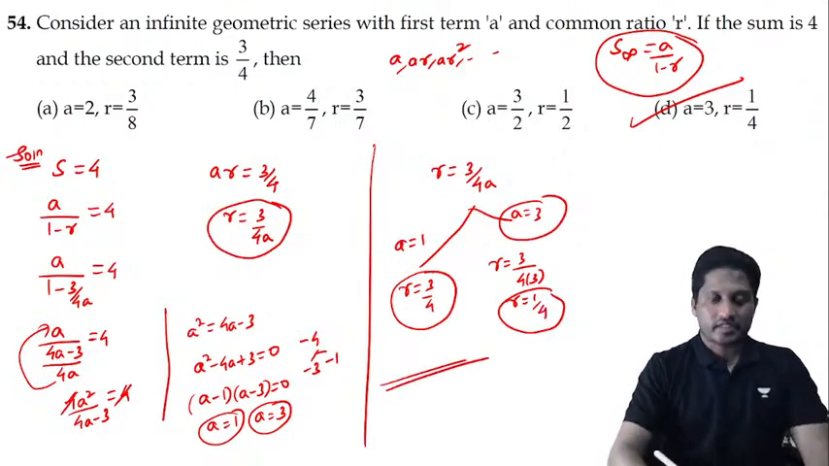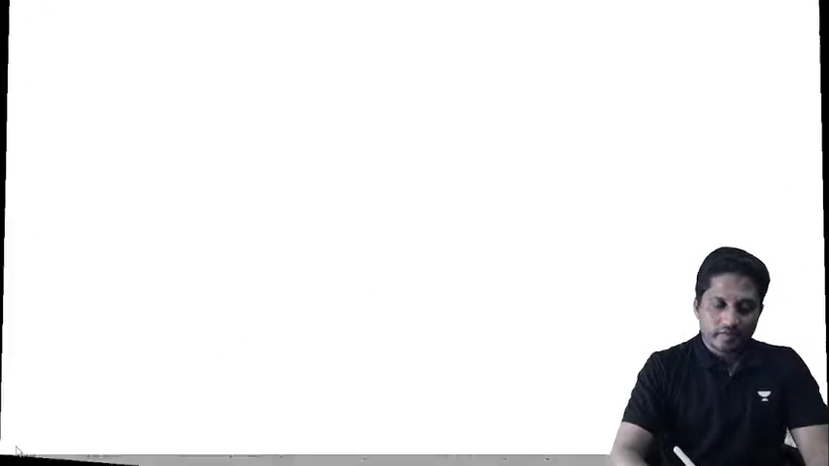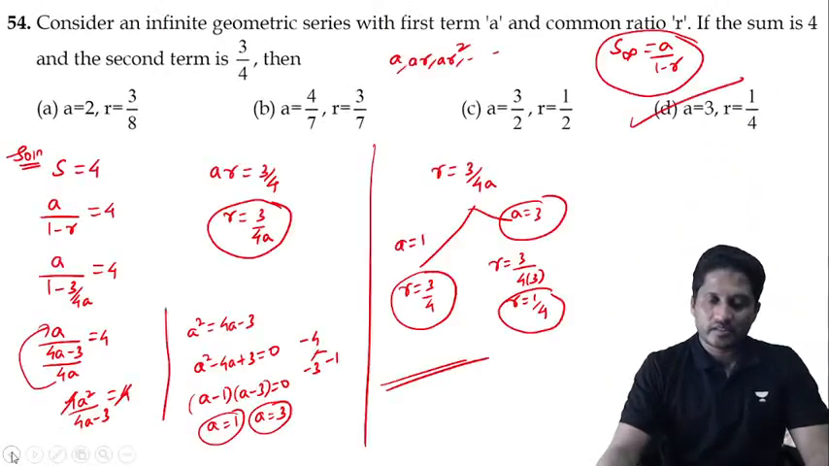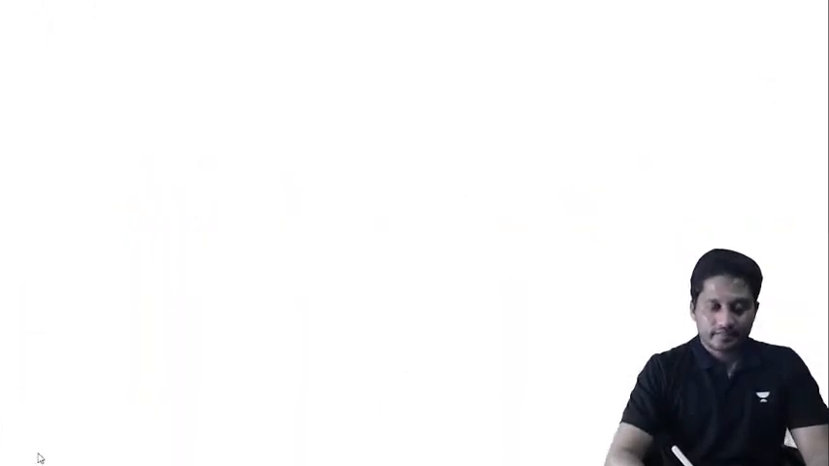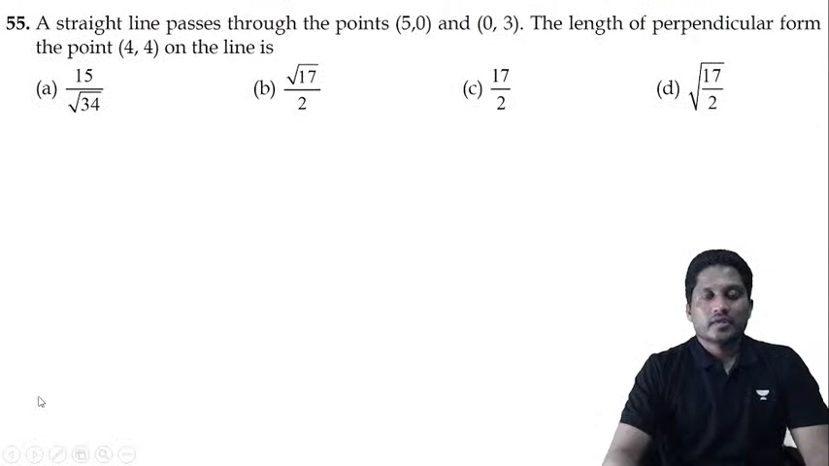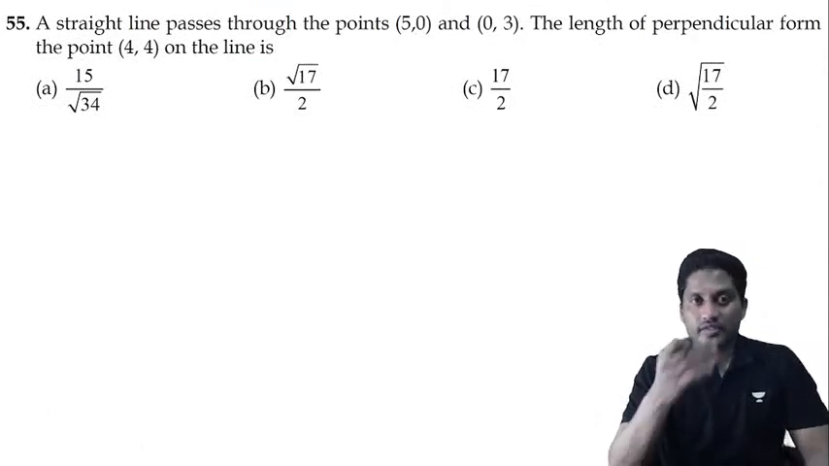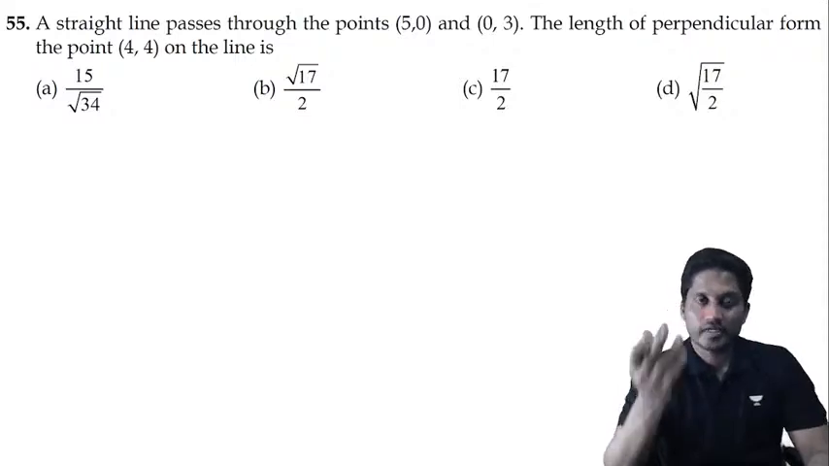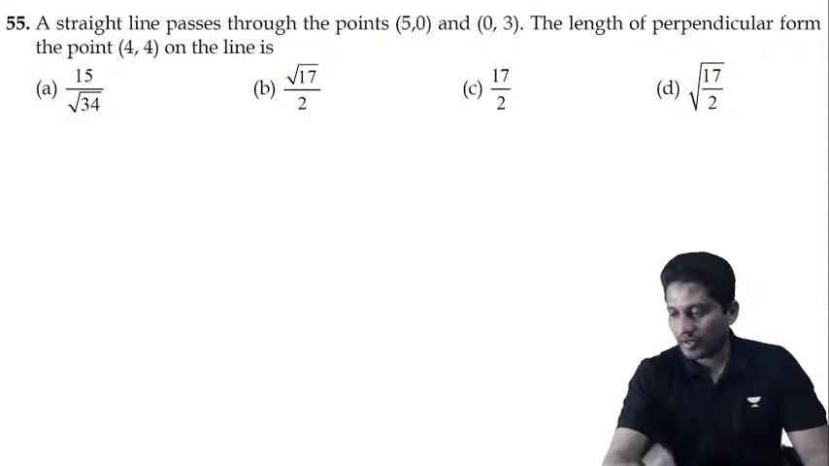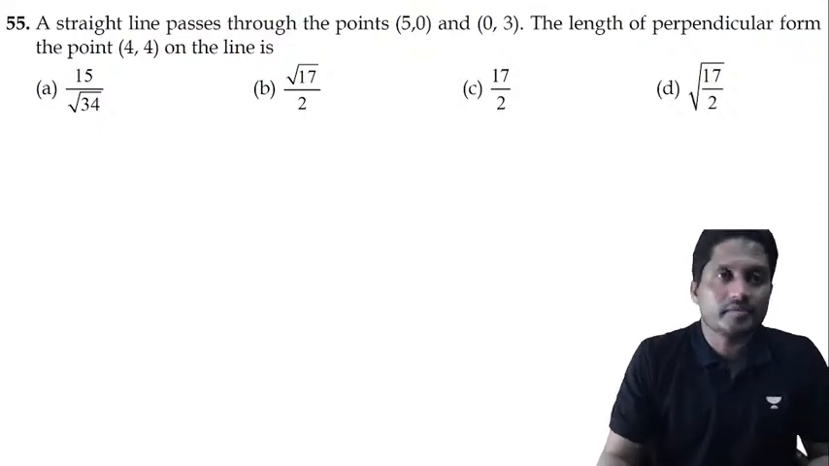Alright, let's move to the next question. There will be some conceptual questions like this where you can't apply any shortcut. You have to do the problem. Let's move to the next question. A straight line passing through the point 5, 0 and 0, 3, length of the perpendicular from the point 4, 4 on the line. Even this question, you can't apply any shortcut. You have to do the problem.